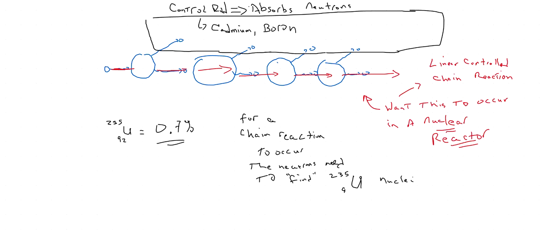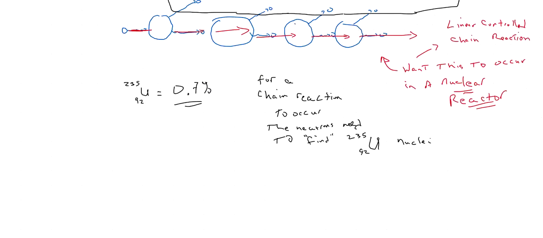What do I mean by find them? Well, let's just see. That's less than 1%, right? Less than 1%. So if we have a system, and these are all uraniums, watch this, these are all uranium atoms, but 99, oopsie, sorry.